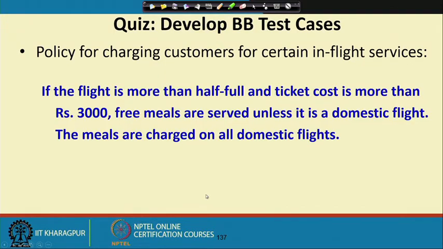Now, based on our understanding of the decision table, let us try to solve a very simple problem. Let us say a certain airline provides in-flight services, that is food.